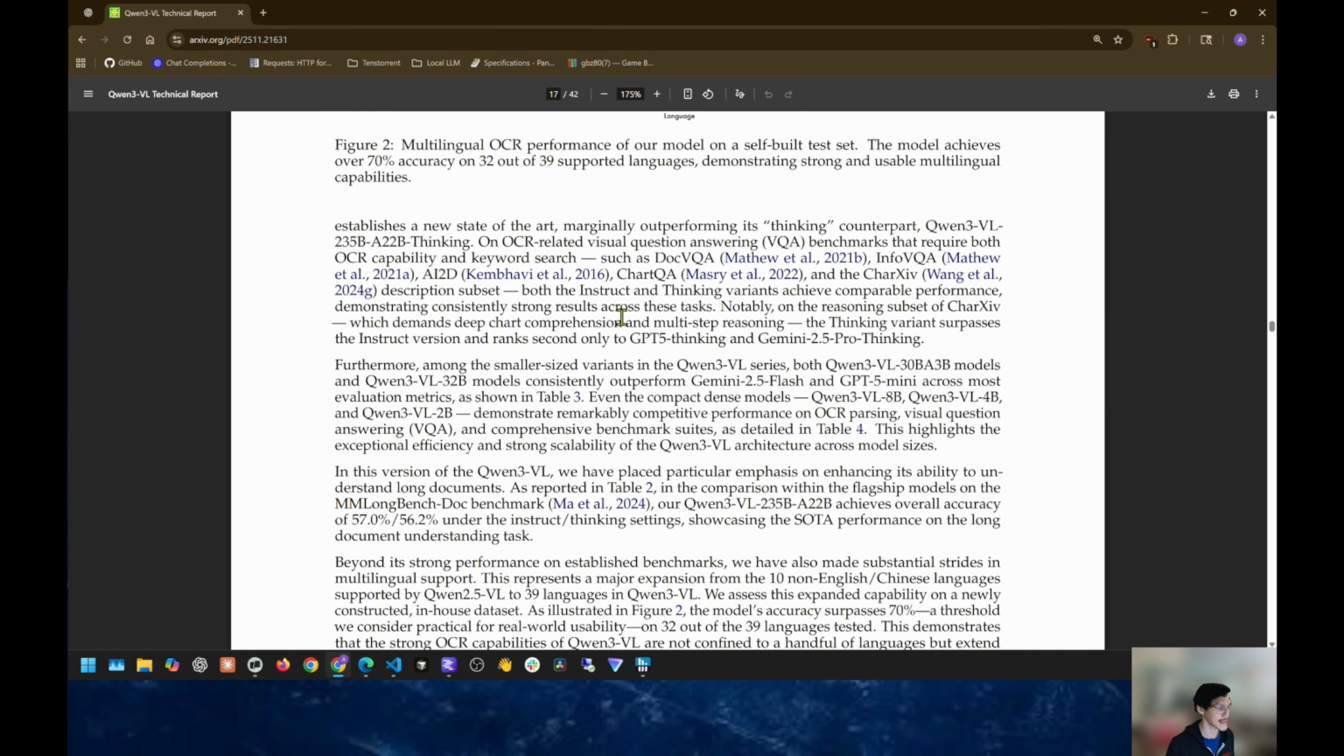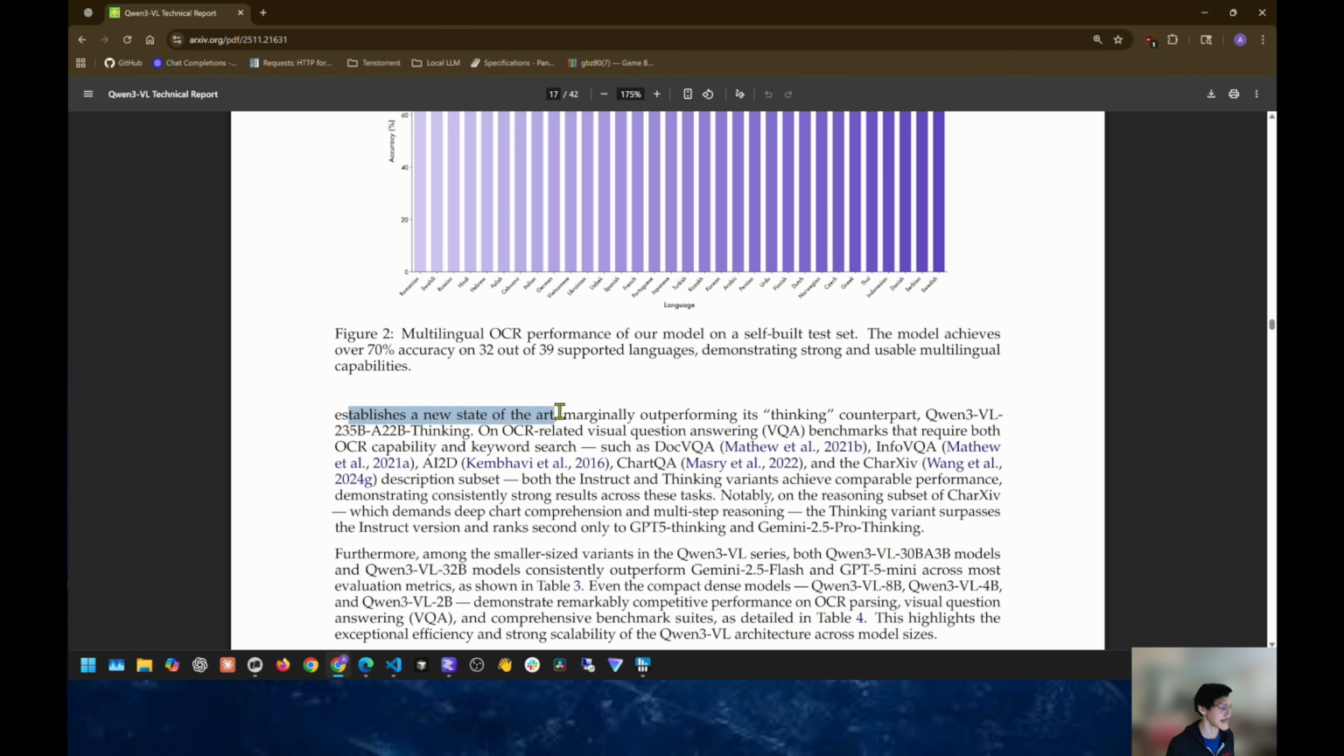establishes a new state-of-the-art, marginally outperforming its thinking counterpart, Qwen3 VL235B A22B thinking, on OCR-related visual question answering VQA benchmarks that require both OCR capability and keyword search, such as DocVQA and InfoVQA, AI2D, ChartQA, and Chartarchive.